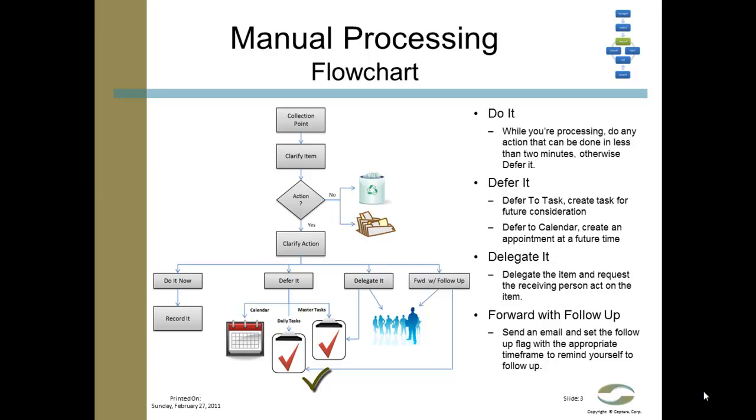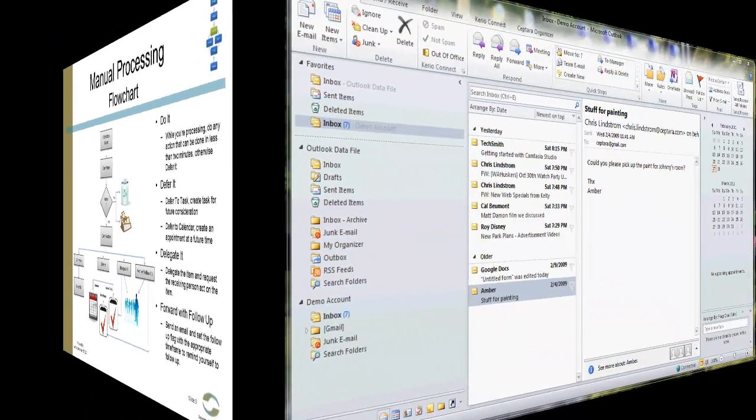The add-in borrows language from Franklin Covey and creates two types of task lists, a daily task list, which includes all tasks with a due date, and a master task list that includes tasks with no due dates. If it's an action to be performed by someone else, we can delegate it or forward the email and set up a follow-up task. We will cover this topic in much more detail in a later video. Now that you've been introduced to the 5D workflow, let's explore how the Organizer tool can help us process our email.